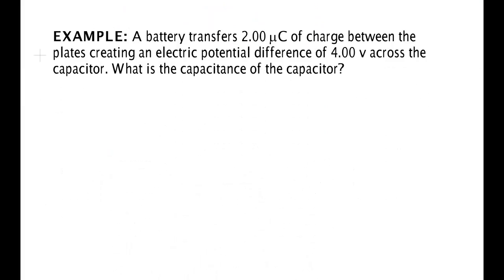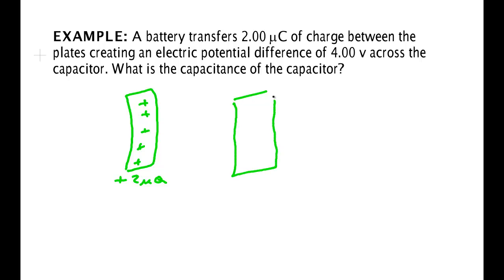All right. Let's do an example problem. A battery transfers 2 microcoulombs of charge between the plates. So it takes 2 microcoulombs of positive charge from one plate to the other, leaving a minus 2 microcoulomb charge on the other plate. So I've got plus 2 microcoulombs on this plate, and on the other plate, I have minus 2 microcoulombs.